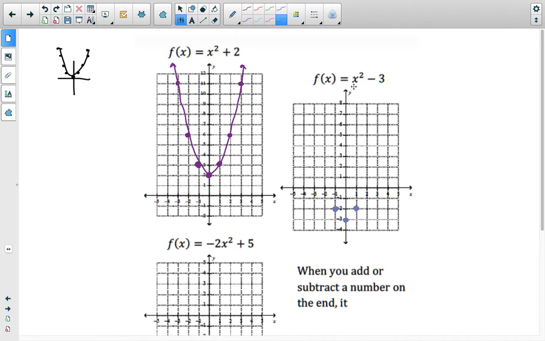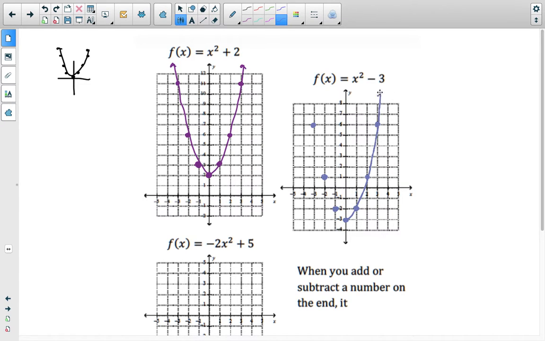So 2 squared is 4, but it says we have to subtract 3, which gives us a 1. And with symmetry, we can use negative 2, 1 as well. Let's try the 3. 3 squared is 9, but we have to subtract 3, which gives us 6. With symmetry, we have negative 3, 6 as well. And it looks to be that would be the last of our points on the graph that we can fit.